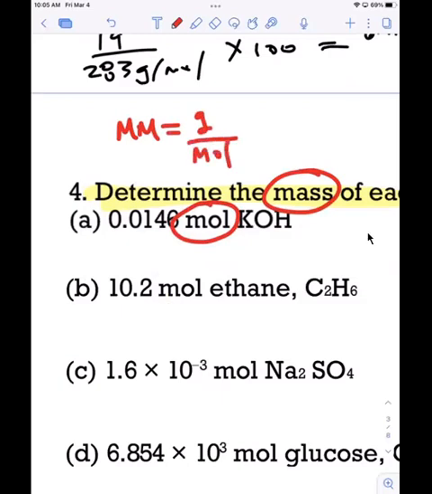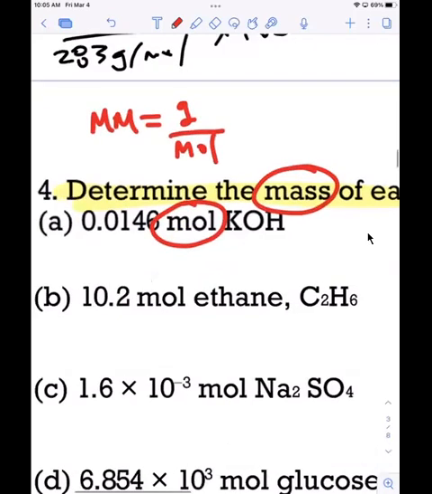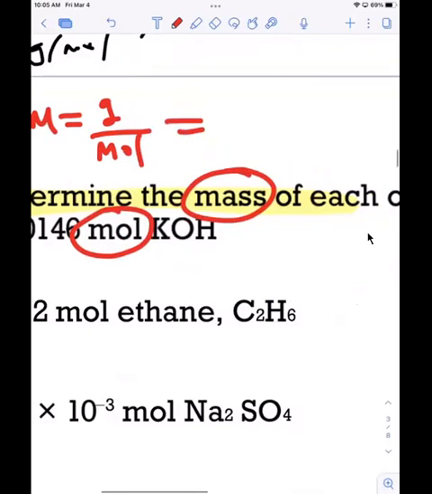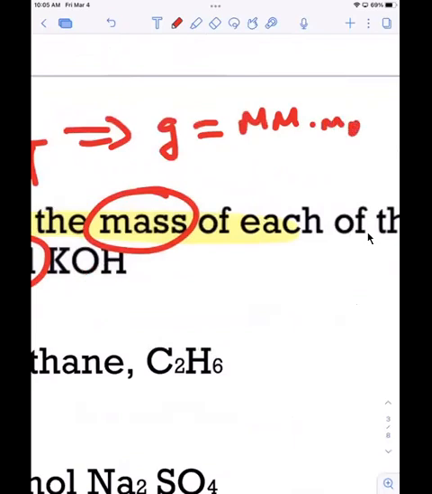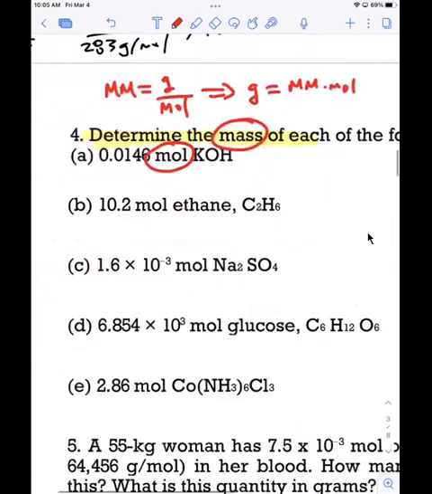So if we have moles and we're looking for mass, we can manipulate the molar mass relationship, right? So grams is going to be what? Molar mass times moles. And that's for all these problems. They all give you moles and they all ask you to find the mass. So you take that same relationship and just keep using it.